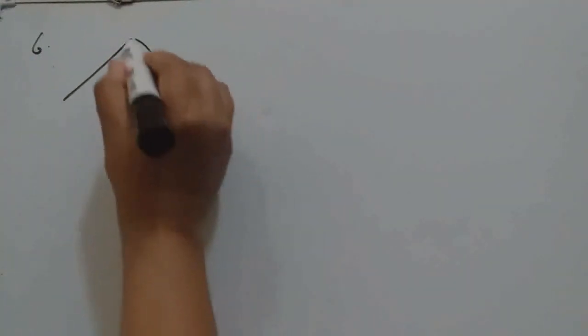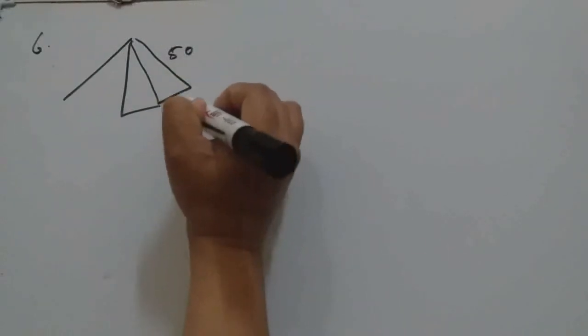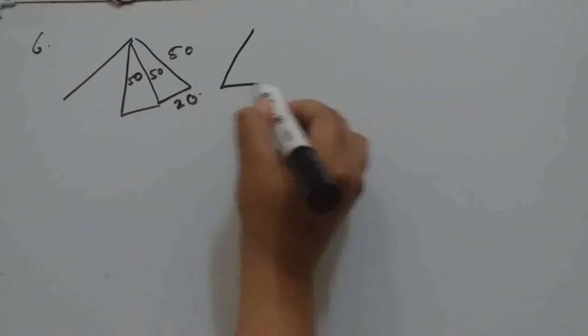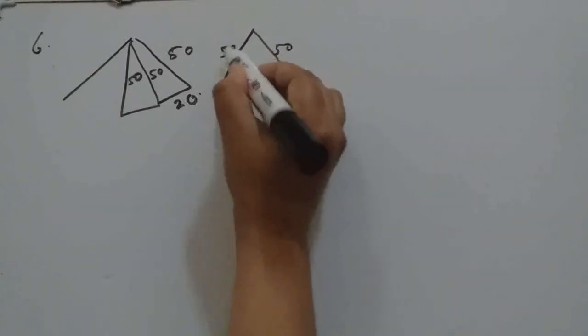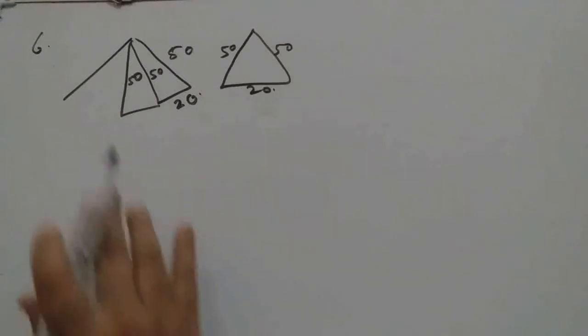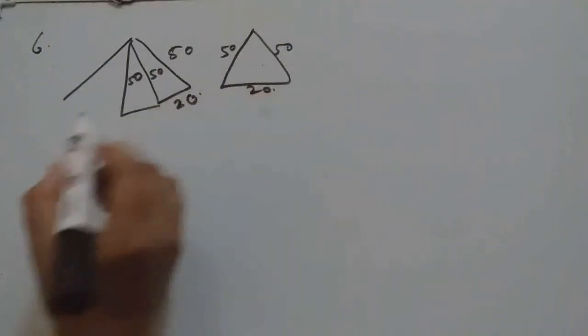Question number 6. An umbrella is made by stitching. So umbrella is given. Okay. So this all length are given 50, 20. This is also 50, 50. If you consider one triangle, it is 50, 50 and 20. So such 5 red colors are there. 5 piece of red color and 5 piece of green color. So total 10 triangular pieces are there. So first we will find area of one triangular piece.